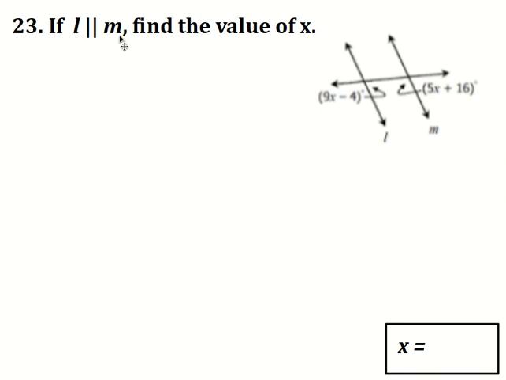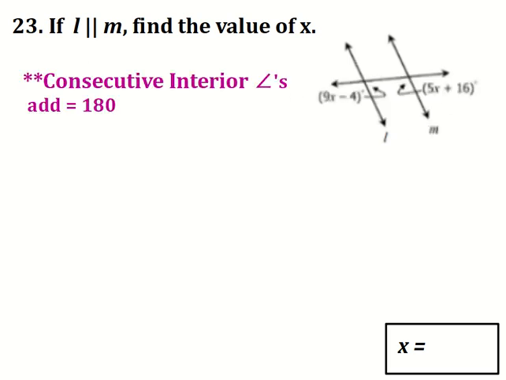Again, line L is parallel to line M. Find the value of x. Now this time, this one is pointing on this side, this one's pointing on this one. They would be on the same side of this transversal, and they are on the inside in between our two lines. So they are consecutive interior angles, and consecutive interior angles add up to 180.